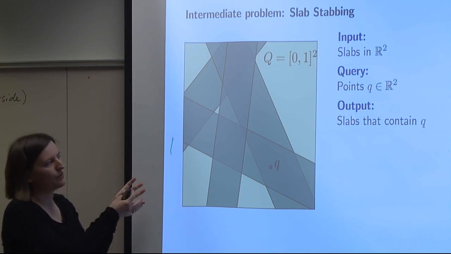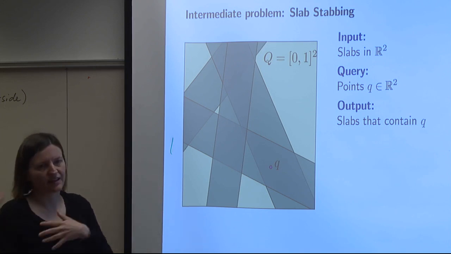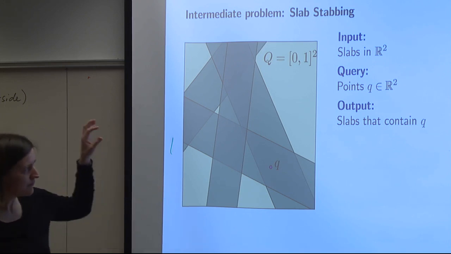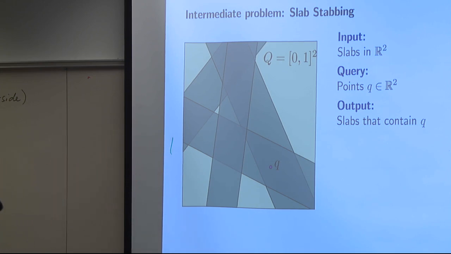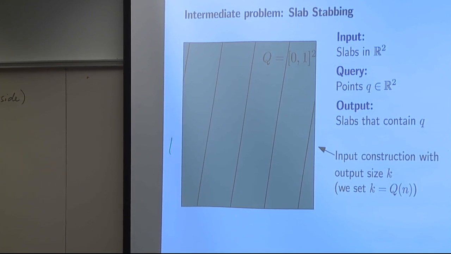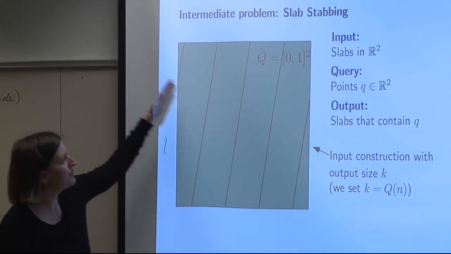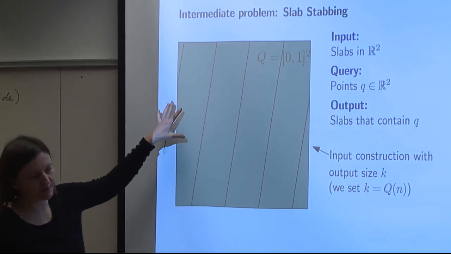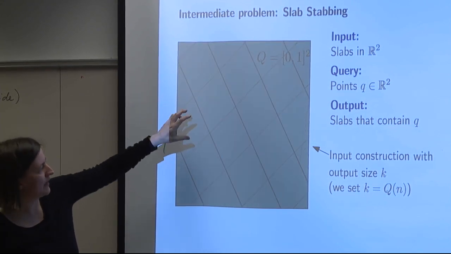We can reduce this problem to our problem and get the same lower bound. But let's just focus on this problem. How do we get a lower bound for this? So our input will be groups of k groups of slabs that tile this query space, and they are rotated, okay, to each other.